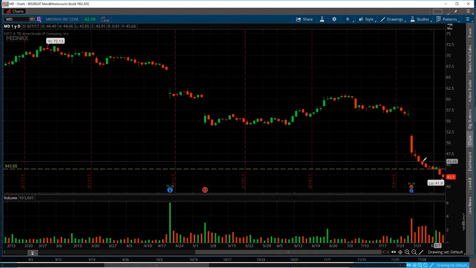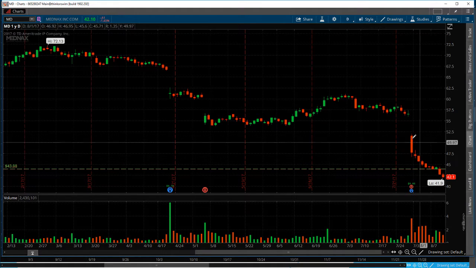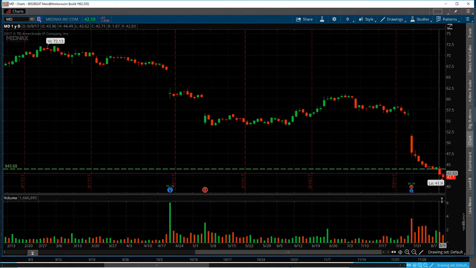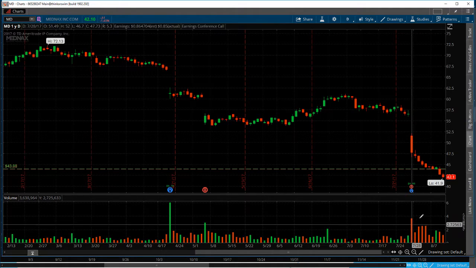But I'm not using any moving averages, any indicators, or anything. I'm looking at the candle formation and I'm looking at volume. That's going to tell you the story.